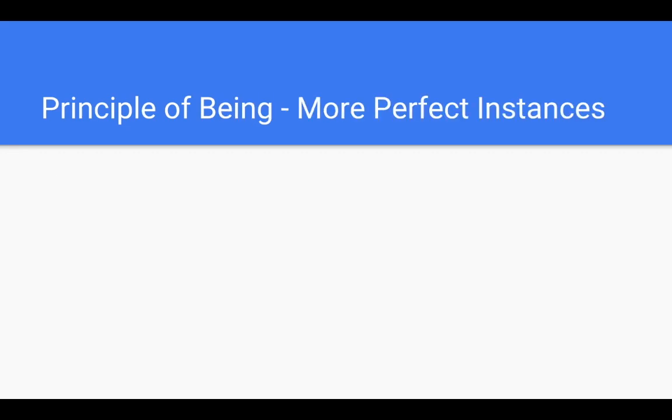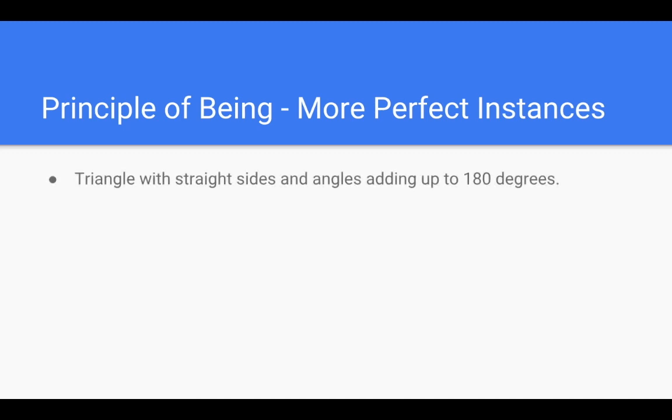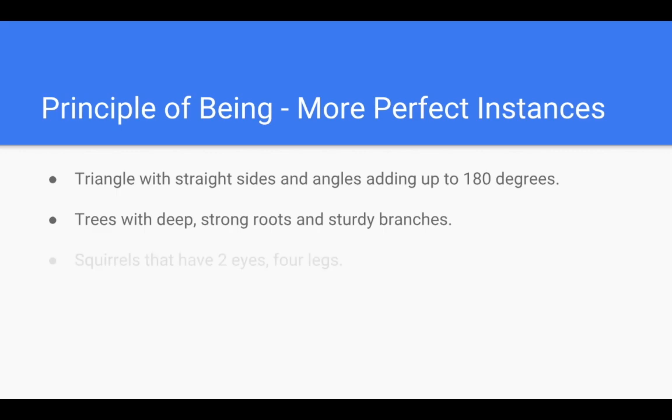So let's start with more perfect instances of being. So triangles with exceedingly straight sides and angles adding up perfectly to 180 degrees. That would be a perfect instance of a triangle. What about trees that have deep, strong roots and sturdy branches and that produce leaves and can do all the things that it's supposed to? That's a perfect instance of a tree. What about squirrels that have 2 eyes and 4 legs, right? That would be a perfect instance of a squirrel.